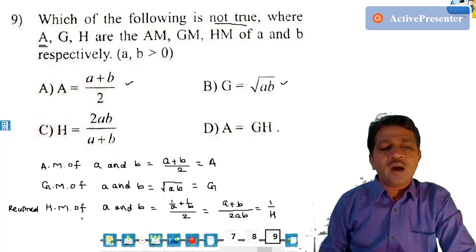The reciprocal of the harmonic mean of A and B is nothing but 1 by A plus 1 by B upon 2, which, solving, gives this, and it equals 1 by H. And therefore H equals this, which is also correct. So the only wrong thing is D. So the answer is option D.